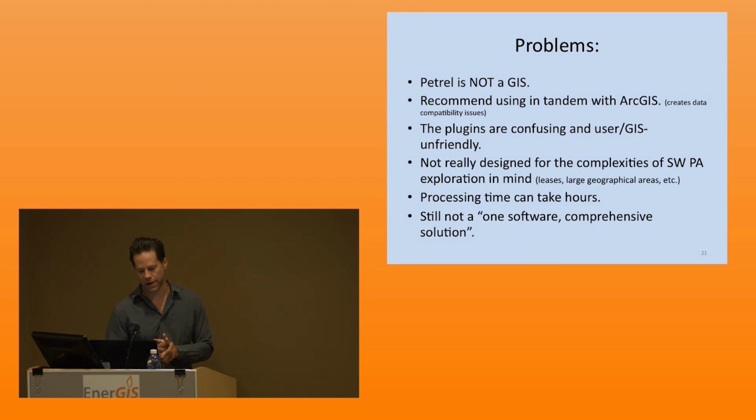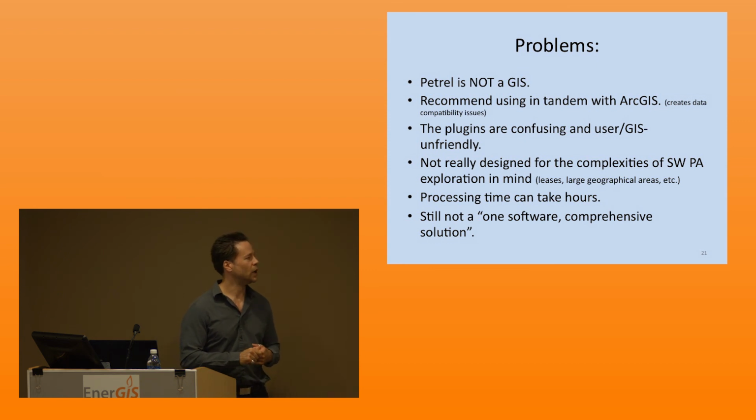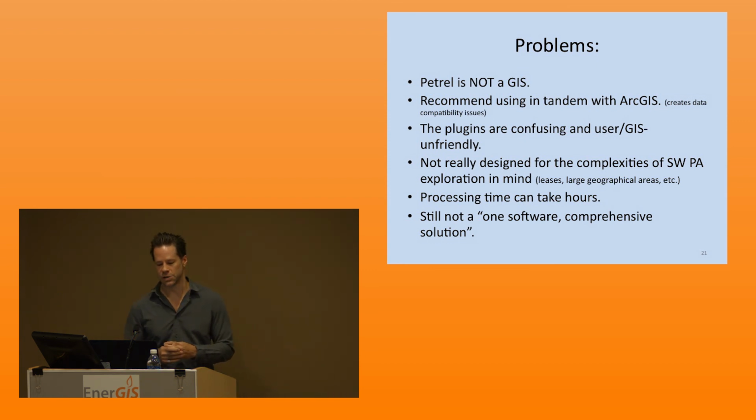One big problem that I found out was that it's really not designed for the complexities of Southwest PA. It's our complex leases, the large geographical areas. The large geographical areas cause a processing problem. Processing can take hours. It can take 2 hours, 3 hours. And that's really frustrating, because if it's a trial and error process, and if you have to change one little number, you don't know it until 3 hours later. You run it, 3 hours later it's, oh, I have to change one number, you change one number, and then you have to wait another 3 hours to see the results.